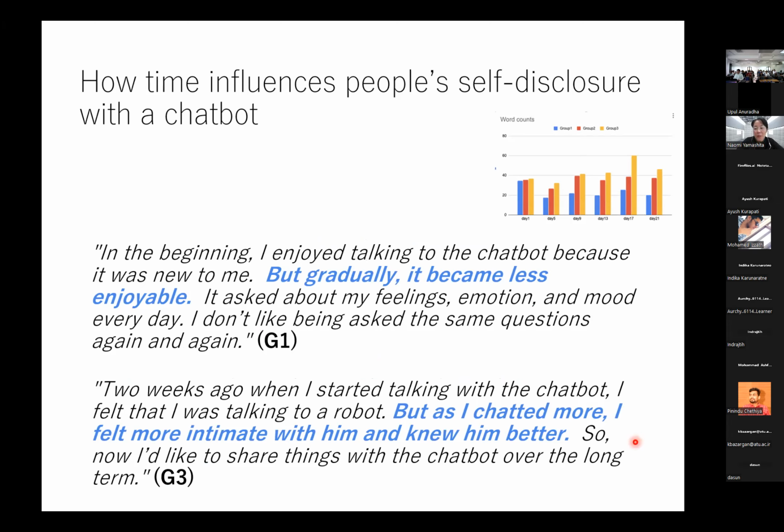Now, regarding the effects of time, as I mentioned earlier, the participants in the no disclosure group expressed boredom and said that they were annoyed at being asked similar questions every day. And this is consistent with the word count graph, where the word counts of the no disclosure group dropped after the first few days. As you can see from this quote, the participants said that gradually it became less enjoyable. "And I don't like being asked the same questions again and again."